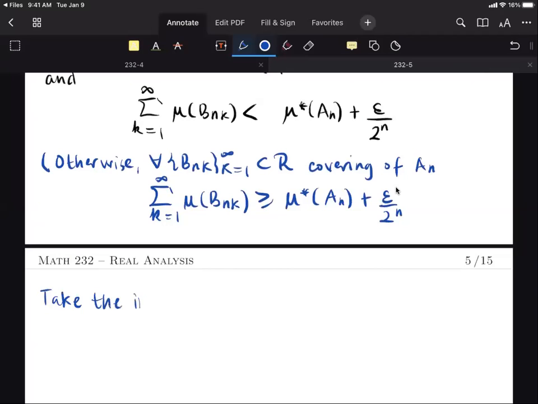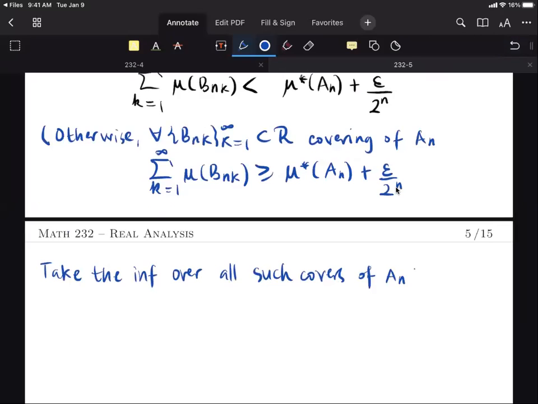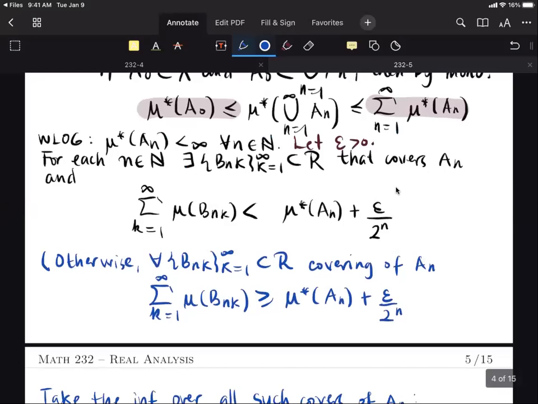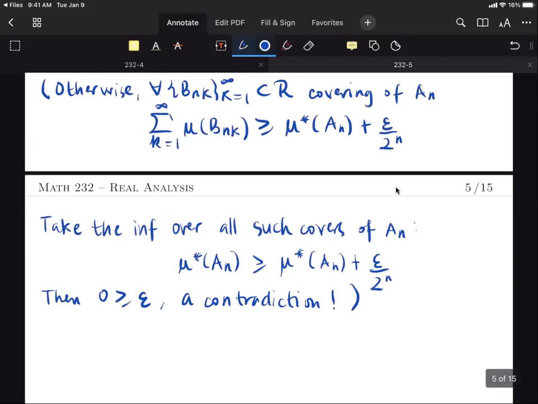You now take the infimum over all such covers of A n. So the infimum on the left-hand side would be the outer measure of A n by definition. So that would be the inequality, and you can see that this would imply, since 2^n is positive, you can cancel this, multiply by 2^n, and you end with epsilon being less than or equal to 0, which is a contradiction to what we have taken a while ago, that epsilon is positive. Okay.